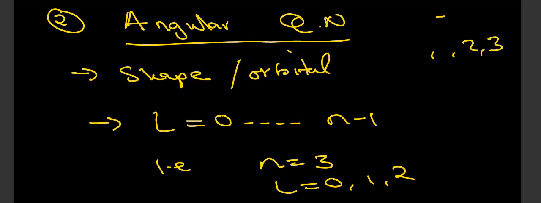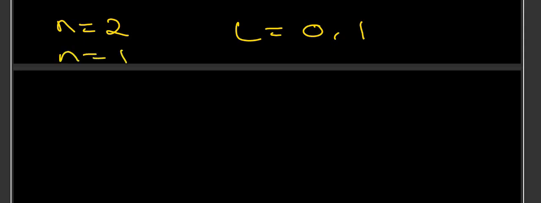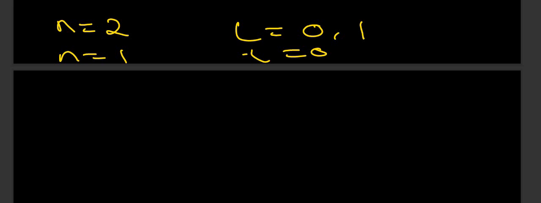So the angular quantum number depends on the principal quantum number. The range of the angular quantum number is from 0 until you have n minus 1. So if I was to give you n equal to 2, L will just be 0 and 1. That's all. If I give you n is equal to 1, because you know n can never be 0, since n values start from 1 to positive infinity, here L will just be equal to 0. Is this okay, guys?